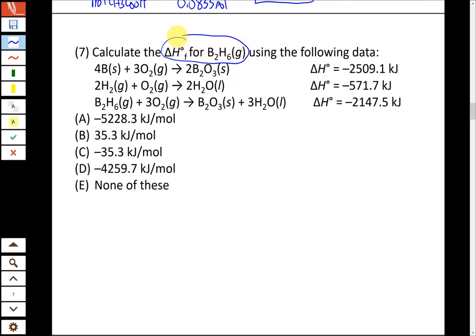So basically, to remind ourselves what that refers to, the delta H of formation is the enthalpy change associated with forming the compound from its elements in their standard states. So if we want to calculate delta H of formation for B2H6, we're looking for an equation where we're forming 1 mole of B2H6, which is a gas, from the elements in their standard state.